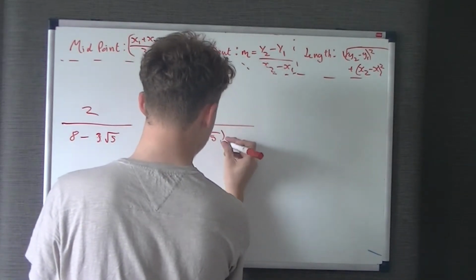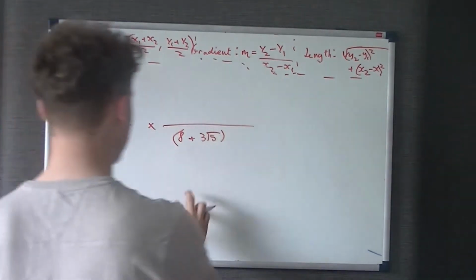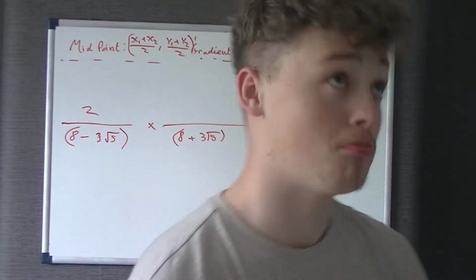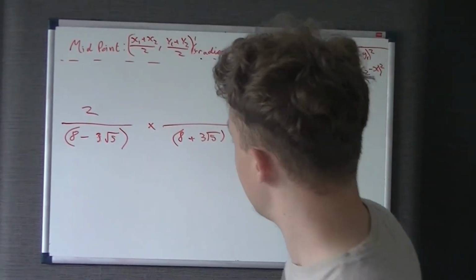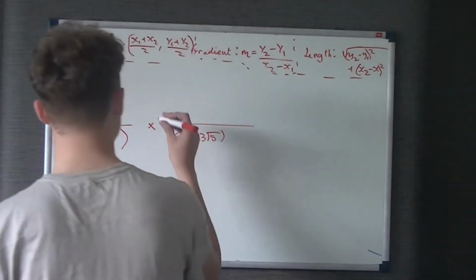So 8 plus 3 root 5. Now the key thing here is put it in brackets, because you don't just want to times 8 times 8 and then 8 times minus 3 root 5 and leave out the plus 3 root 5 bit, because you'd still end up with a surd on the bottom. So you need to put it in brackets.